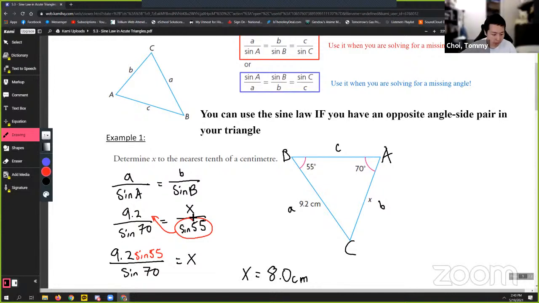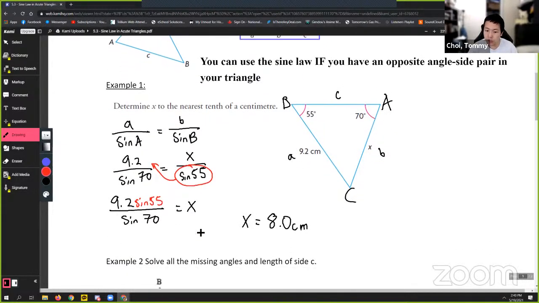So once you do the math there, it's technically 8.019, which rounds to the tenth centimeter as 8.0 centimeters. Make sure you're able to get that on your calculator. If you are unable to, let me know. DM me. Because we got to figure this out.